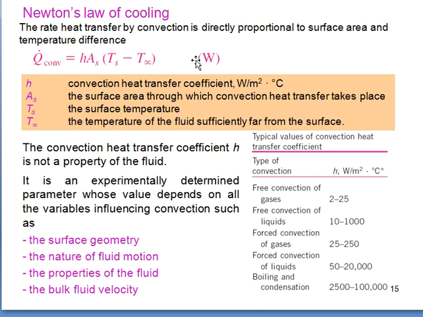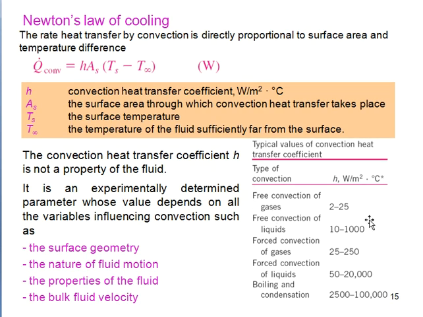Then the convective heat transfer coefficient h is not a property of a fluid. It depends upon different parameters. It is experimentally determined for some of the simple surfaces, and for complex systems it is determined by using mathematical formulation. It depends upon the geometry of the surface, the nature of the fluid motion, the properties of the fluid, and the bulk fluid velocity. On all these, the heat transfer coefficient is defined.